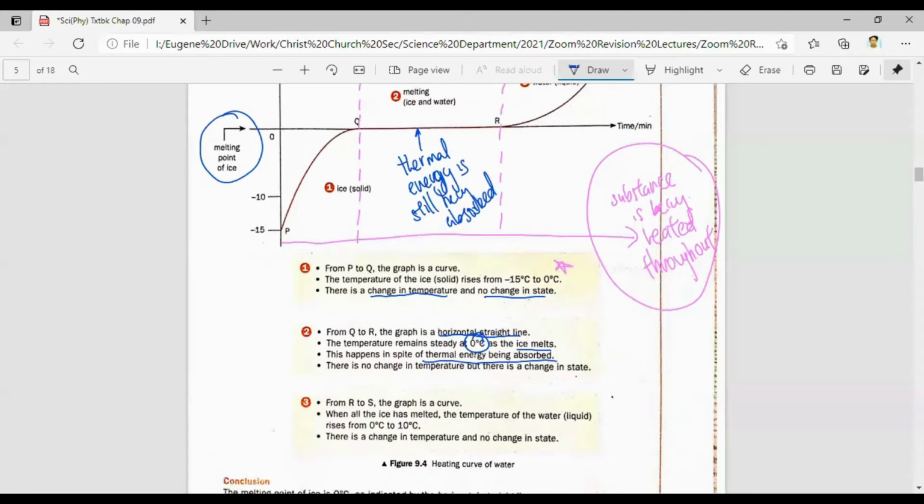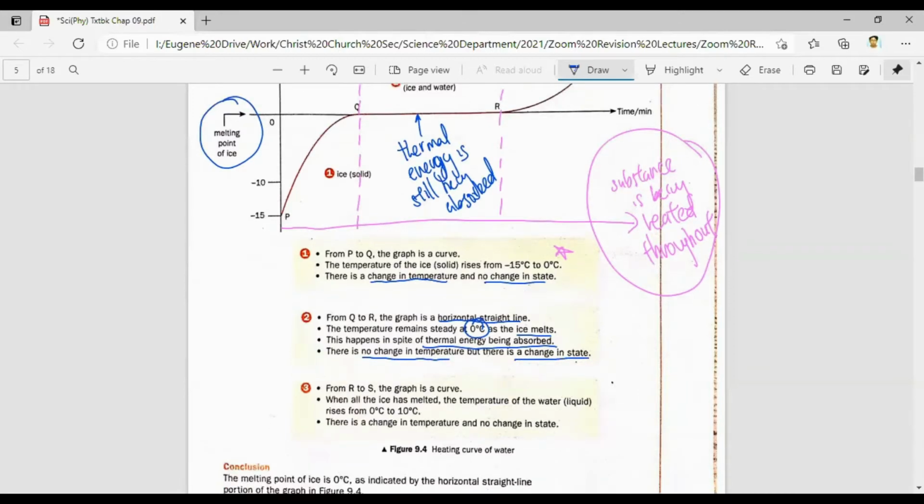Same statement here, except that there's a change. Here it says no change in temperature, but there's a change in state. So comparing 1 and 2, you realize that it's change in temperature, no change in state; no change in temperature, change in state. It feels like when one happens, the other one doesn't. I will go through this in a little more detail as mentioned just now.